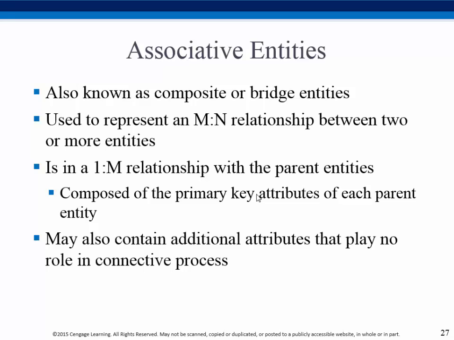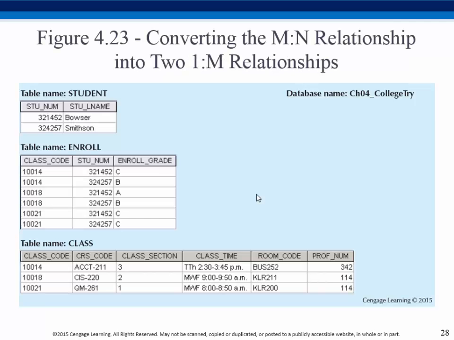Associative entities, also known as composite or bridge entities, are used to represent a many-to-many relationship between two or more entities. It is in a one-to-many relationship with the parent entity, is composed of the primary key attributes of each parent, and may also contain additional attributes that play no role in the connective process.